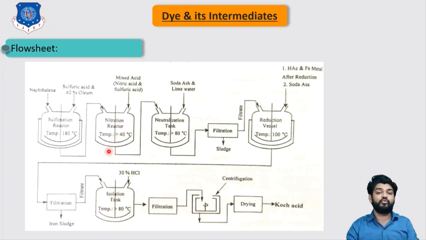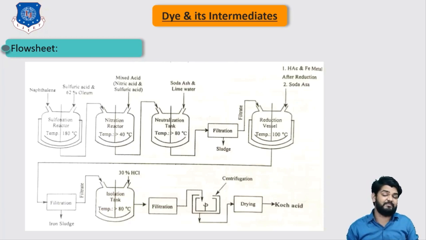So at the end of this nitration, we will have 1-nitronaphthalene 3,6,8 trisulfonic acid, which is then sent to the neutralization tank, where we neutralize our reaction mixture with the help of soda ash and lime water. Again, we have to ensure that the temperature does not exceed 80 degrees Celsius, and we have to maintain this temperature for some time so that we can easily get the precipitate of our reaction.